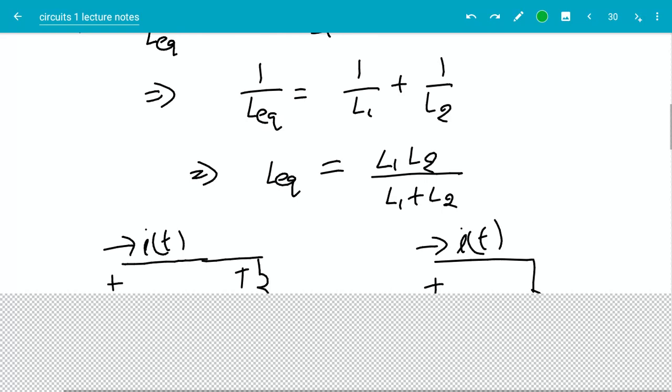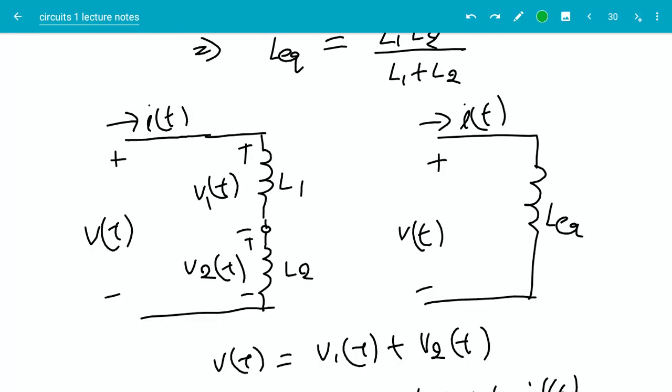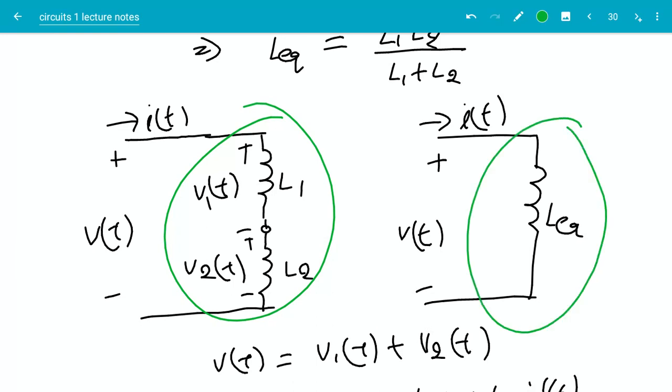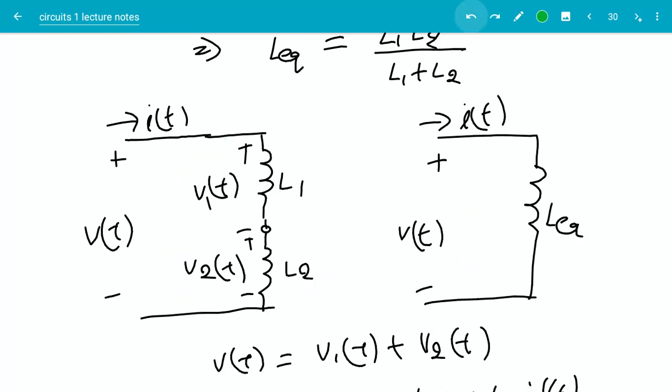So now let's see what happens if inductors are in series. Again, L1 and L2 are in series here. I want to replace them with a single inductor. Now, again, the voltage across from here to this point is V of t, and the current going in is I of t. The same thing is here too.